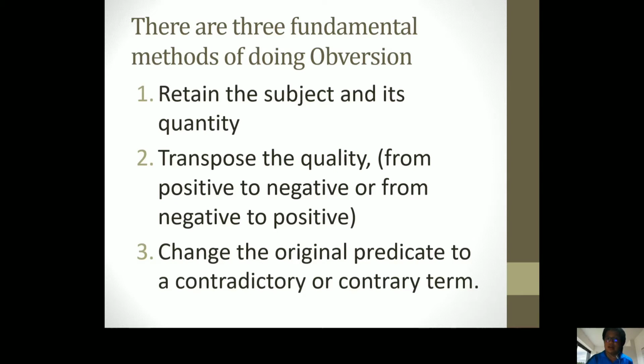First, retain the subject and its quantity from your previous proposition to your conclusion. Then transpose the quality of your copula from positive to negative or from negative to positive. Then change the original predicate to a contradictory or contrary term. By this time, your subject remains, your verb will change into another quality, and your predicate will be a contrary of your previous predicate.